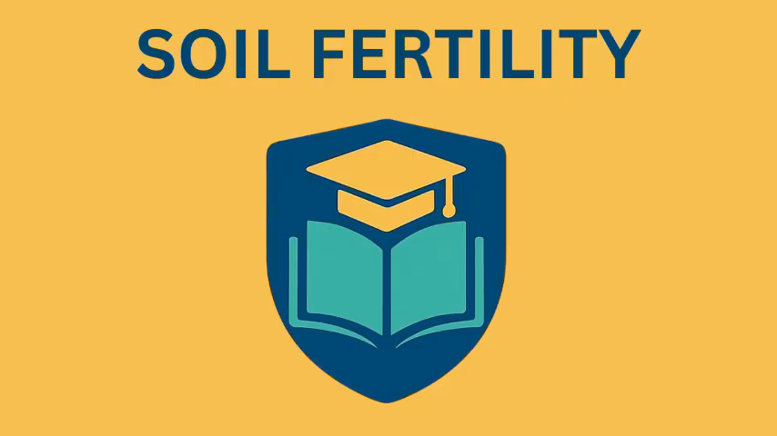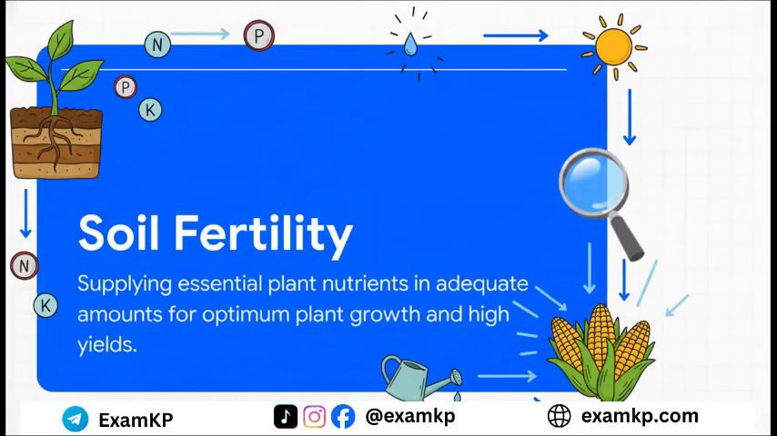First things first, the definition. Examiners love, and I mean love, to ask for this directly. So, what is soil fertility? It's the ability of the soil to supply essential plant nutrients in adequate amounts and proper proportions for optimum plant growth and high yields. I want you to pause right now and burn this exact definition into your memory. It is the key to unlocking the first few marks on any question about this topic.